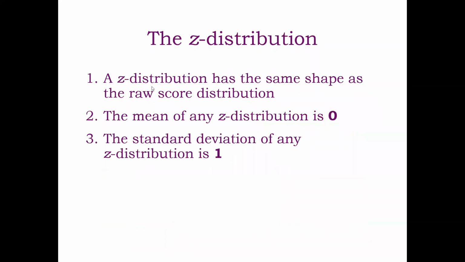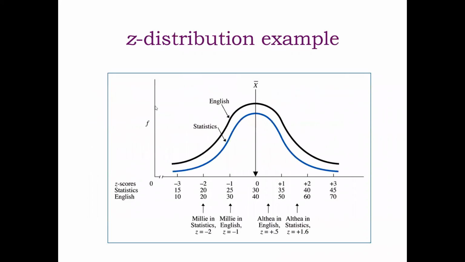All right. So simple rules: the z distribution has the same shape as the raw score distribution. The mean of any z distribution is 0, and the standard deviation is always 1. And here we can see it again. This one is from your textbook. We can see that we can convert 2 different sets of scores into z. They're going to have the same shape as the original distribution. They're just going to be standardized.